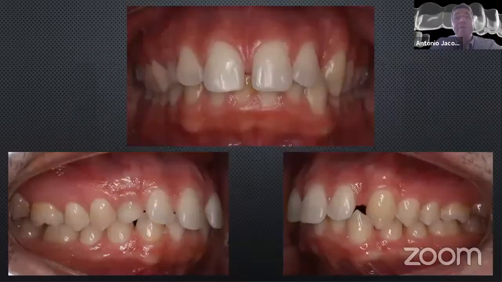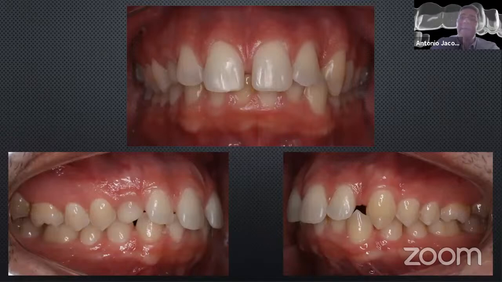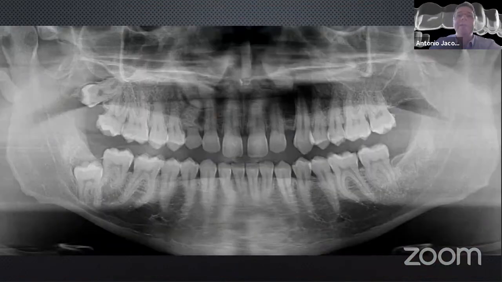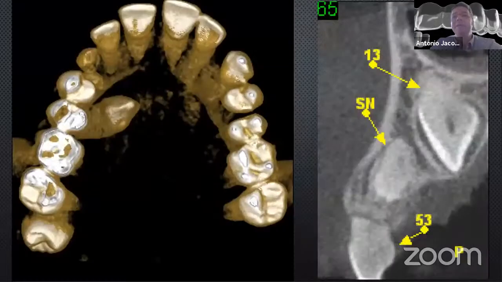Another adult patient, this one is a little bit more difficult. He has a very deep bite, is almost 35 years old, and still has a primary canine in his mouth and an impacted canine. At this time there is an odontoma that caused this impaction, and we made this diagnosis using the CT scan. We can see that we have a supernumerary tooth, which was in fact an odontoma, and an impacted canine.